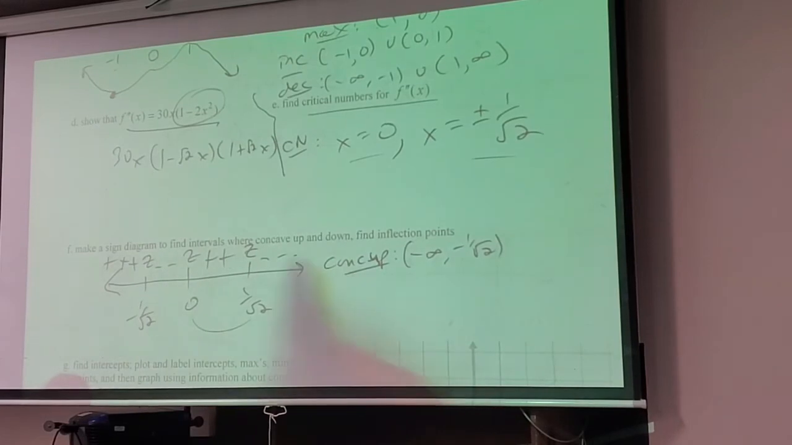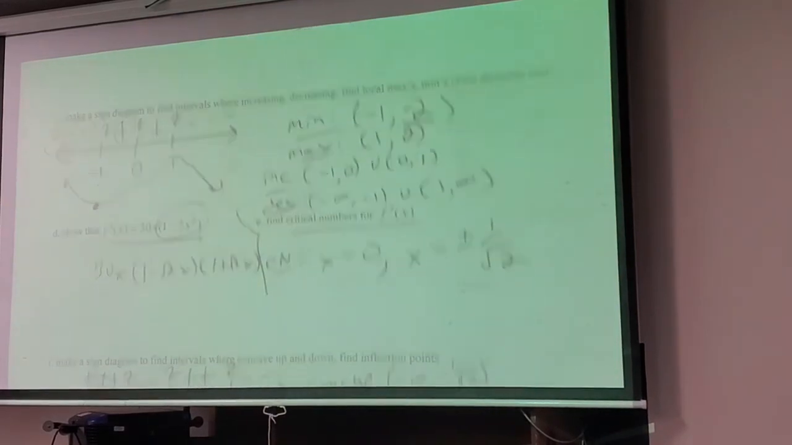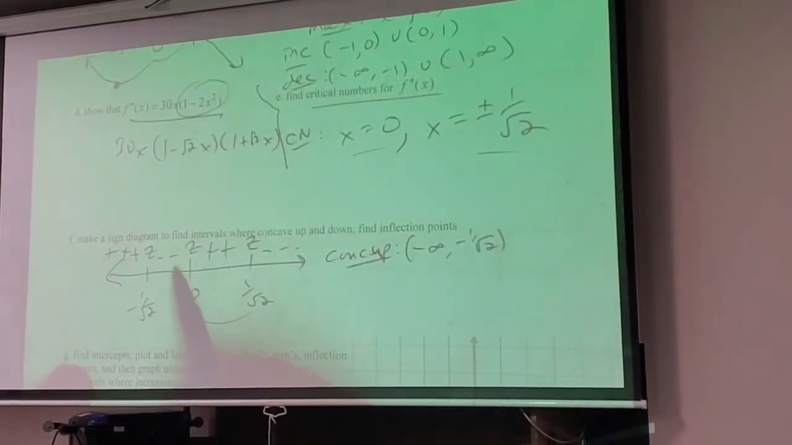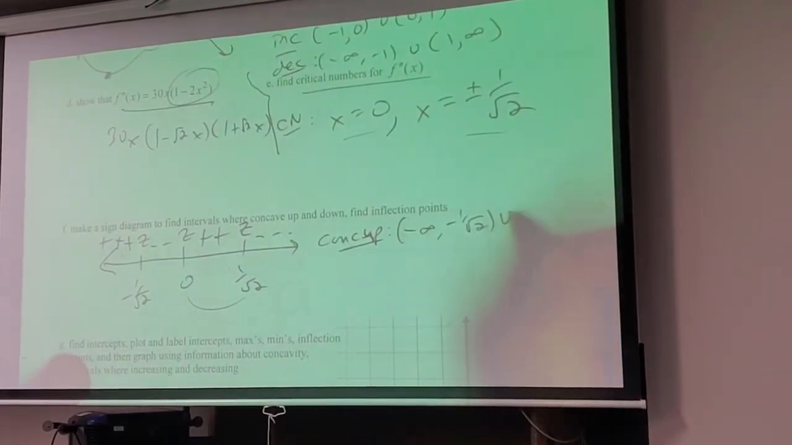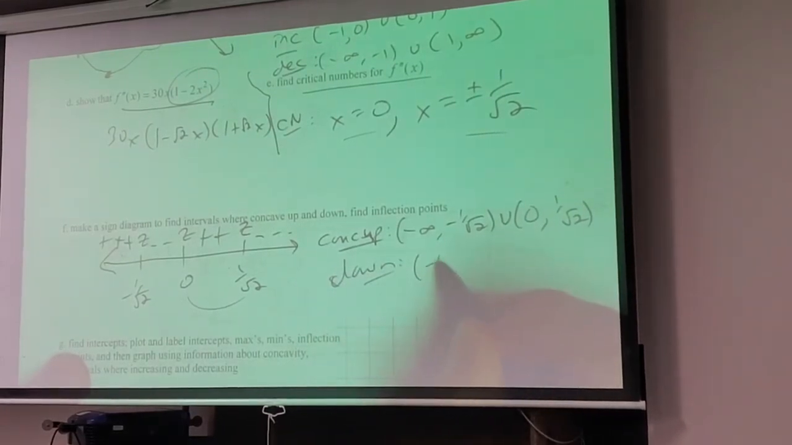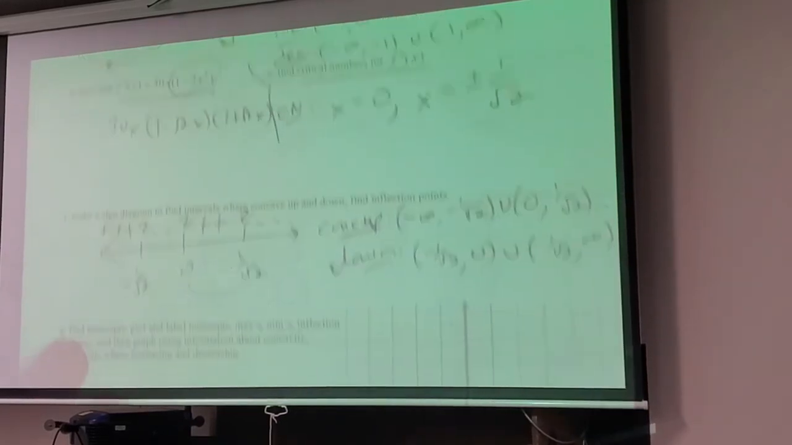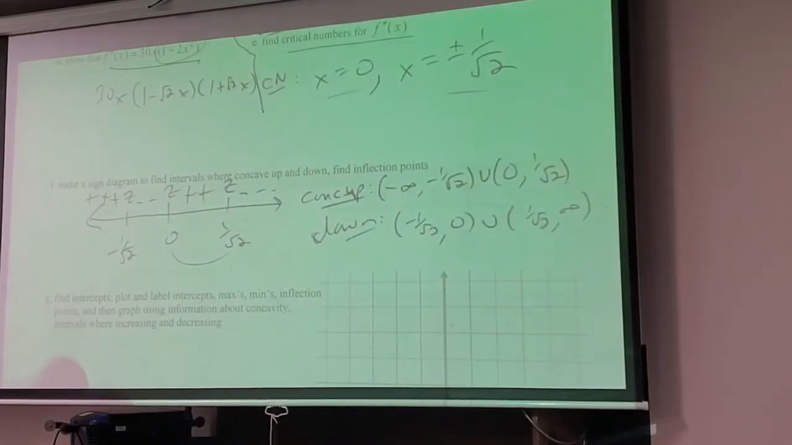So concave up means the second derivative is positive, the same way that increasing means the first derivative is positive. So if the second derivative is negative, that's concave down. Yeah. So where else is it concave up? From 0 to 1 over square root of 2, and then where's it concave down? Negative 1 over square root of 2 to 0, and 1 over square root of 2 to infinity. Okay. Are there inflection points?